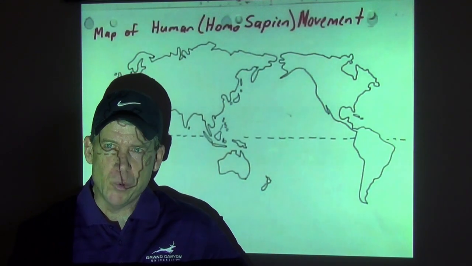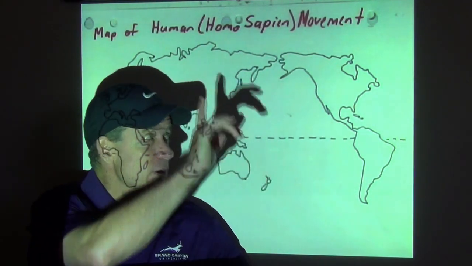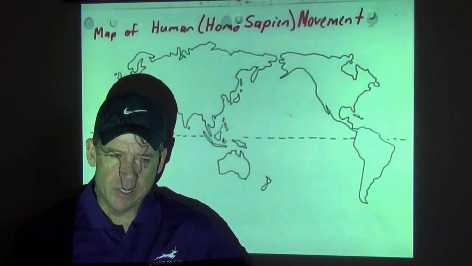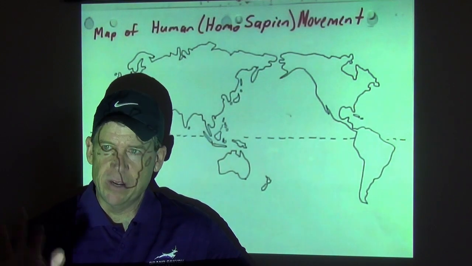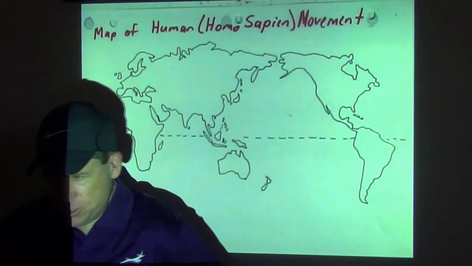But we're going to continue our discussion of pre-written history today. We're going to get to this map right here. It's called the Map of Homo Sapien Movement, and will be a continuation of what you saw yesterday. I'm going to give you 3 YouTube videos to check out as well. Okay? All right, so here we go.